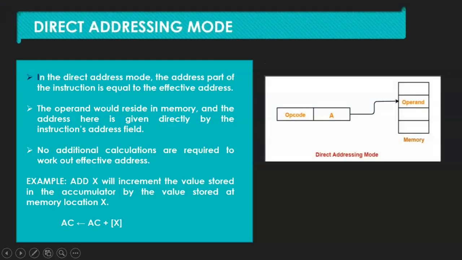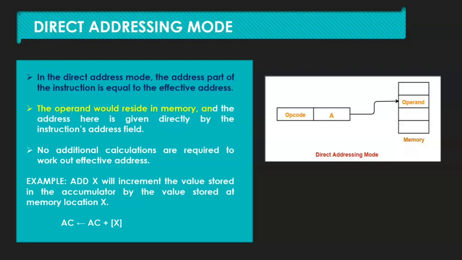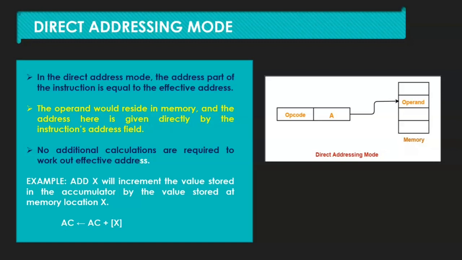In the direct address mode, the address part of the instruction is equal to the effective address. The operand would reside in memory, and the address here is given directly by the instruction's address field. No additional calculations are required to work out the effective address.